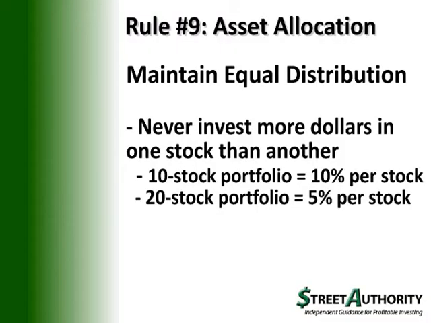Once you have decided how many positions you've got, the next step is very easy. You simply take the total investable dollars that you want to have in the stock market, and divide that by the number of positions you have in your portfolio. And never put more money in one position than you do another.